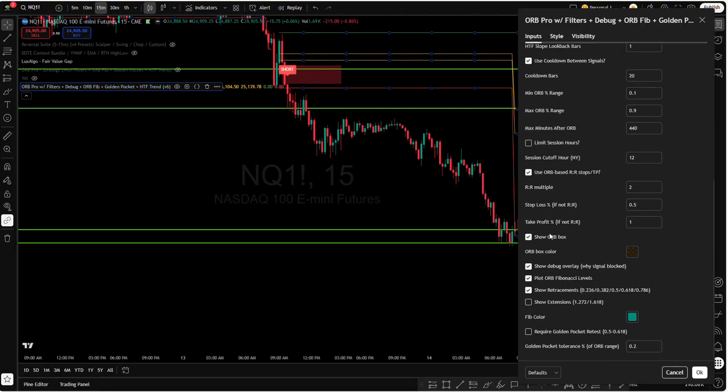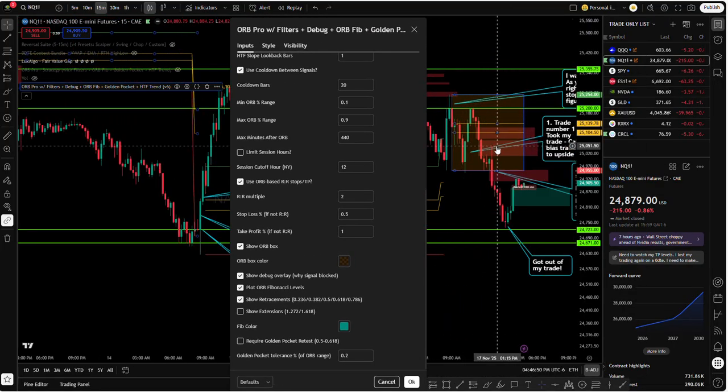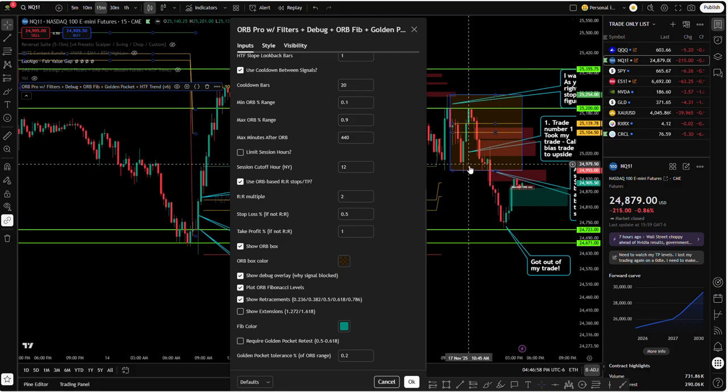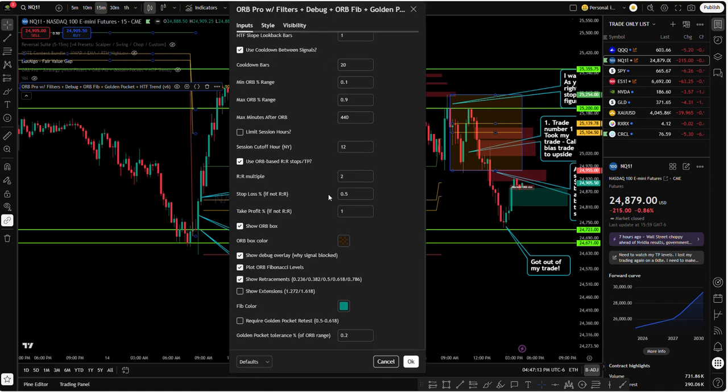Let's see what else here. We have a debug overlay which shows why the indicator didn't come on. So like today it said the ORB size. Basically the ORB size was just out of range, so it didn't come on. Or if volume's too low, it'll tell you why the ORB indicator did not give you a signal.